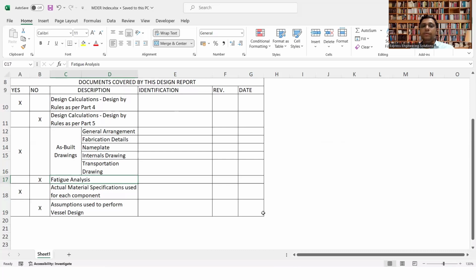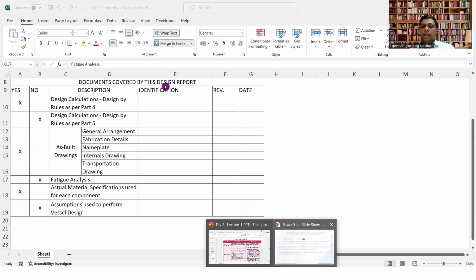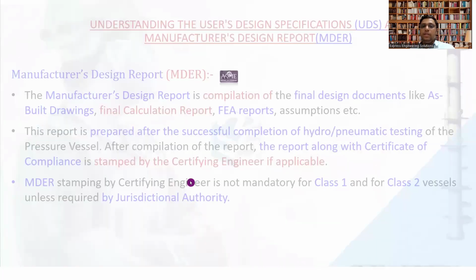So this is how the manufacturer's design report needs to be prepared and to be presented to the authorized inspector. And it can or cannot be reviewed by the certifying engineer, depends upon whether there is any FE or fatigue requirement, QAC requirements are there or not. So as per this, we have seen the most important documents. First one was the user design specification, according to which all the inputs needs to be provided to the manufacturer or the designer by the user or his designated agent.